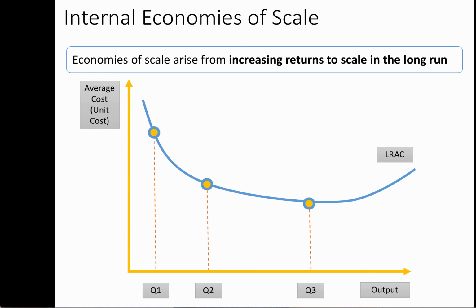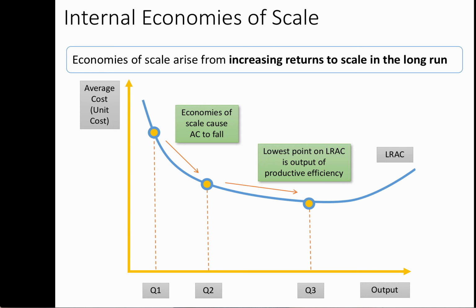The key is to understand that in the long run, the unit cost of production will change as output changes. So if businesses can benefit from increasing returns to scale, then they can move down their long run average cost curve. So moving from Q1 to Q2 would be an economy of scale. The long run average cost has fallen. Indeed, they may go further, get to Q3 and achieve something like the lowest unit cost that's feasible. This is known as productive efficiency and also the minimum efficient scale.